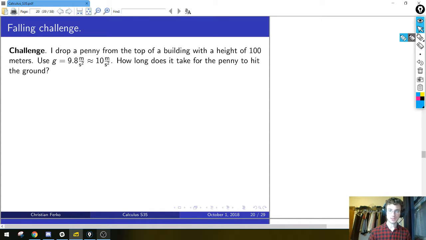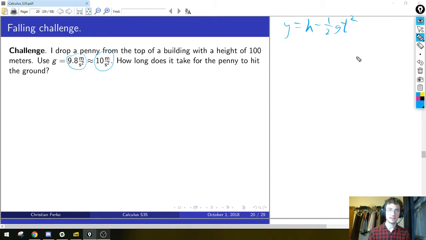Okay, so let's use that. I will recopy the equation for reference, but it was, I think, y is h minus a half gt squared. So let's put some numbers in. I drop a penny off a building which has a height of 100 meters, and we're just getting a rough estimate. So numerically, this g constant is 9.8 meters per second squared. To make the numbers nice, let's just call that 10.